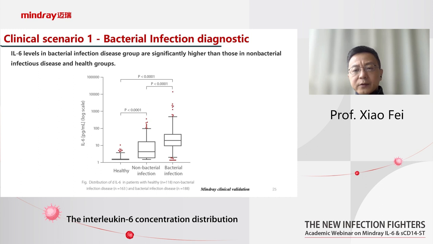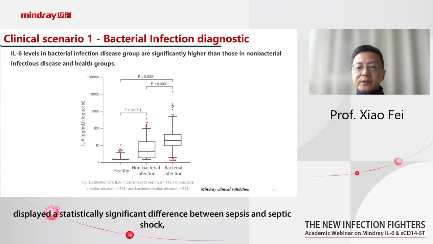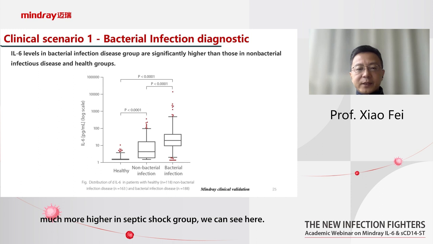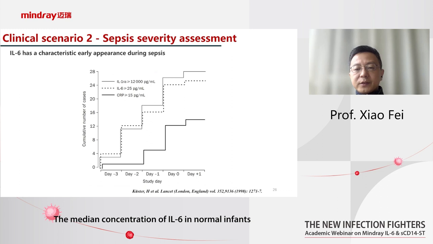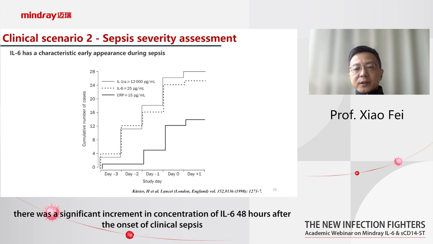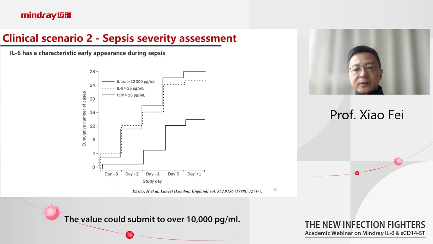Interleukin 6 concentration distribution displayed statistically significant difference between sepsis and septic shock, much, much higher in septic shock group, as we can see here. The median concentration of interleukin 6 in normal infants is 5 to 6 picogram per milliliter. In the proven sepsis group, there was a significant increase in concentration of interleukin 6 48 hours after onset of clinical sepsis. The value could summit to over 10,000 picogram per milliliter.